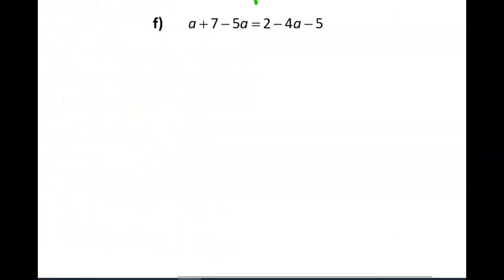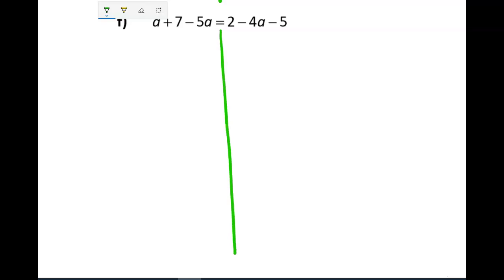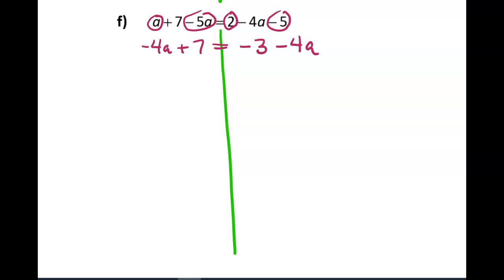All right, let's take a look at one more example here. a plus 7 minus 5a equals 2 minus 4a minus 5. I'm going to draw a vertical line down the center with that equal sign so that we can talk about sides of the equal sign. On the left side, we have a positive 1a and a minus 5a. That adds up to negative 4a. And then on the right side of the equal sign, we have a positive 2 and a minus 5 that are like terms. They add up to negative 3. And we're going to bring down that minus 4a as well.